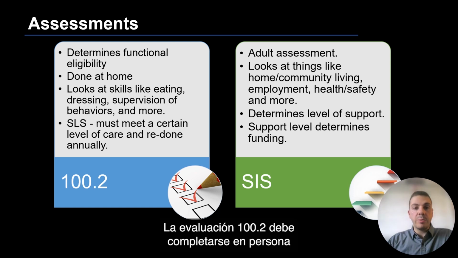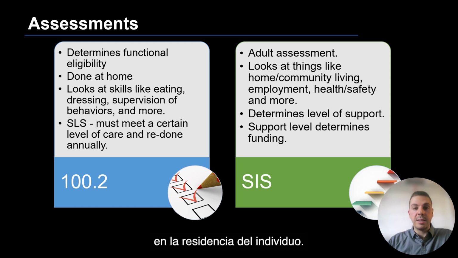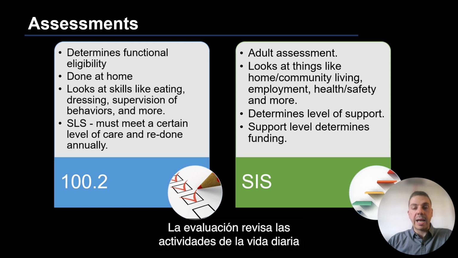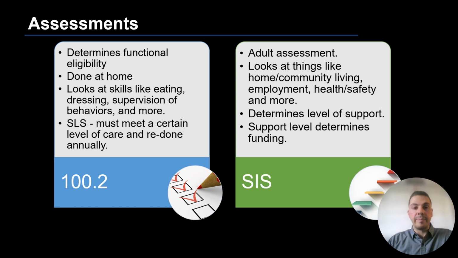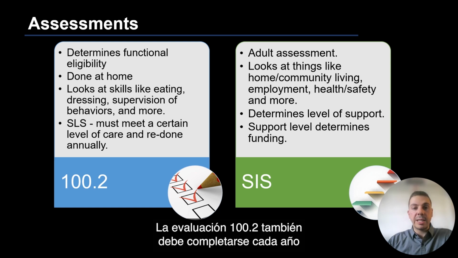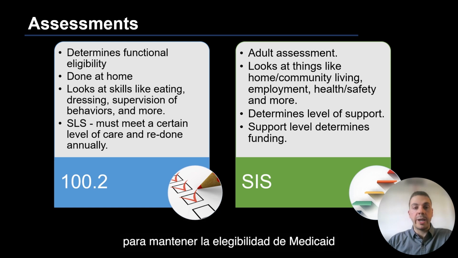The 100.2 assessment must be completed in person in the individual's residence. The assessment reviews activities of daily living and where an individual might need support in their daily life. The 100.2 assessment also must be completed every year to maintain that long-term care Medicaid eligibility.